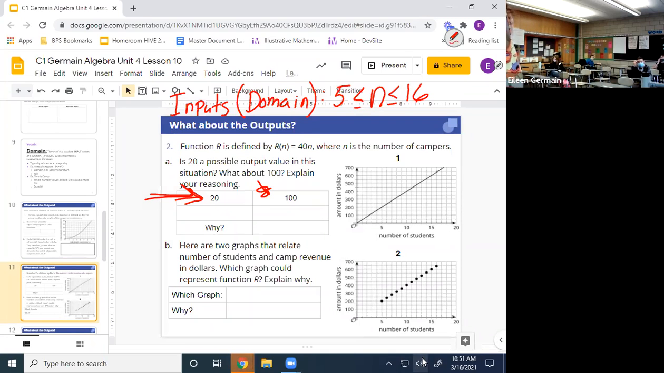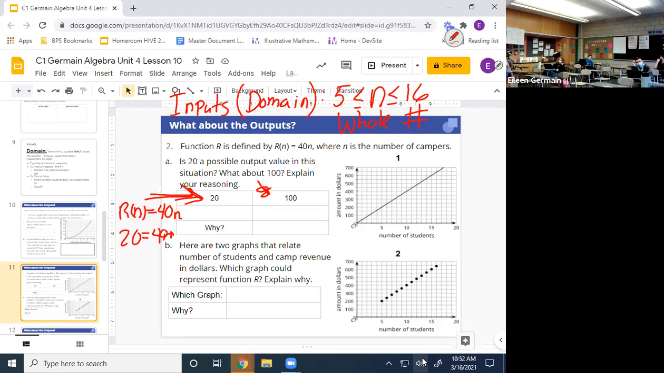We couldn't have what kind of numbers as inputs? Adam. Decimals and fractions are no-goes. So it had to be a whole number, okay? So it has to be a whole number and it has to fall between 5 and 16. So if I have an output of 20, when using that formula of R of n is equal to 40n, and I get 20 is equal to 40n, is that a possible input? Is that a possible output? Is 20 a possible output here?